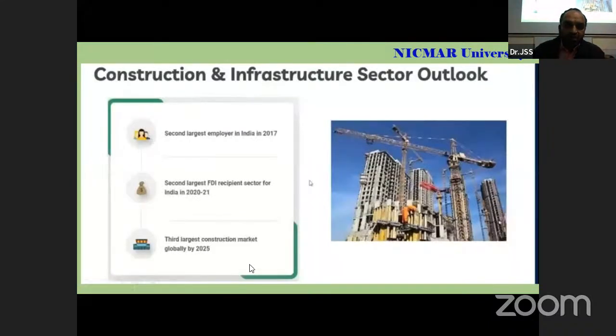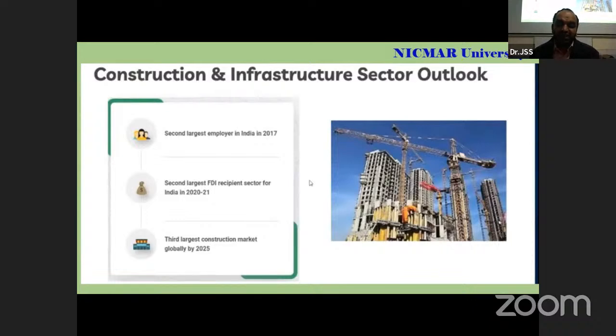Then second, as I already pointed out, the second largest employer in India in 2017, the second largest FDI recipient sector for India in 2020-2021, and the third largest construction market globally by 2025. So this is one of the important things I want to highlight: how the sector will grow in the near future, and in what aspects.